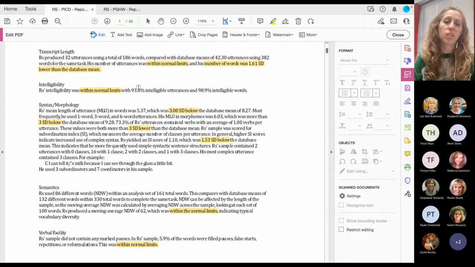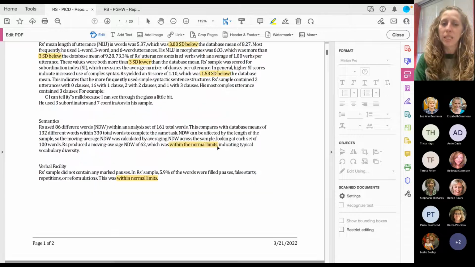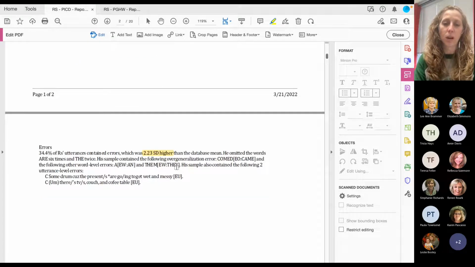And so this is his conversation, and I like to just compare what they can do in a narrative versus conversation, and do you see different things here? And I just highlight if it's above or below. His number of utterances was within normal limits, but the number of words was less. His intelligibility was normal. Again, looking at syntax and morphology, I'm already getting this clue. Previous one, MLU was below, pronouns was an issue, things like that. And here I'm seeing 3 below, 3 below, 3 below. Even in conversation, he's really struggling with syntax and morphology. Semantics, again, is normal. Verbal fluency, normal. But he's still got a lot of errors in his conversation.